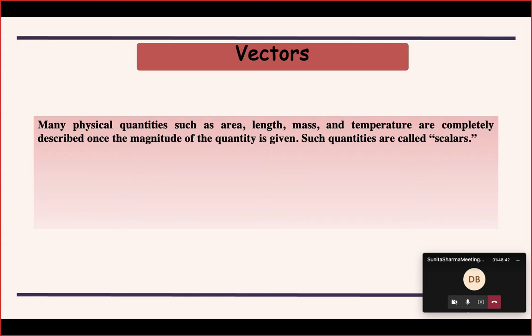Know that there are two types of physical quantities. One which we call a scalar, where we do not associate any kind of direction, we just have a magnitude associated with the quantity. Some examples are area, length, mass, temperature. These are quantities that are completely described once the magnitude of the quantity is known to us.